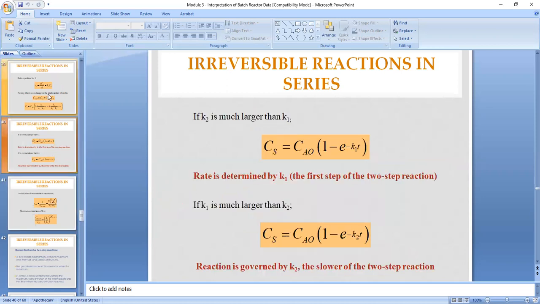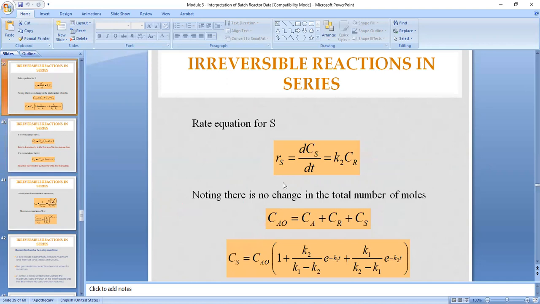Now, your C sub S could be written in this form in terms of its rate equation. It's the second step that has the S, the final product S. So when you write its rate equation, then it would only be dependent on that particular step. So it's k sub 2, C sub R. You notice in here that your unknown function is different than your variable on the right side.